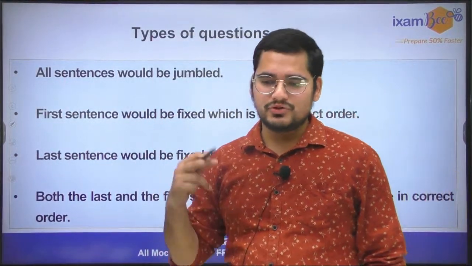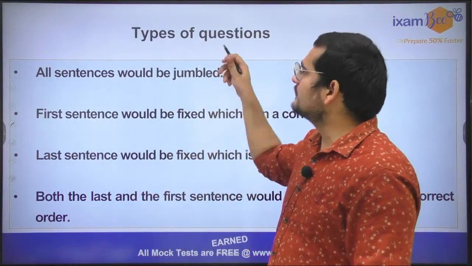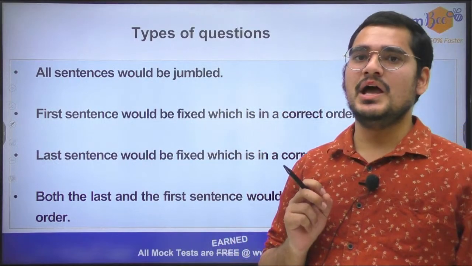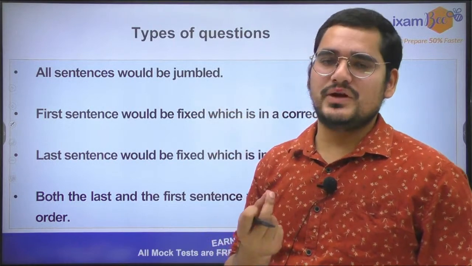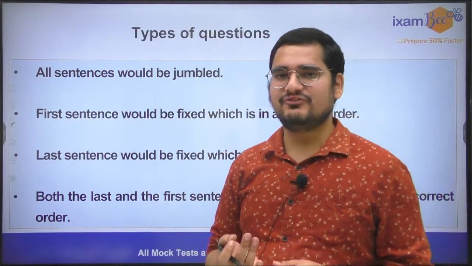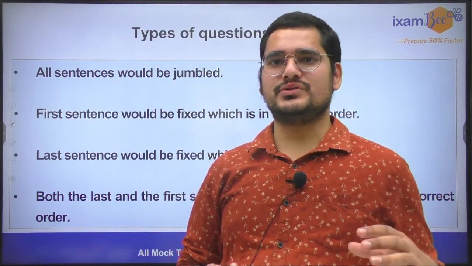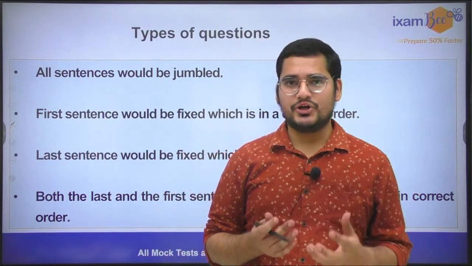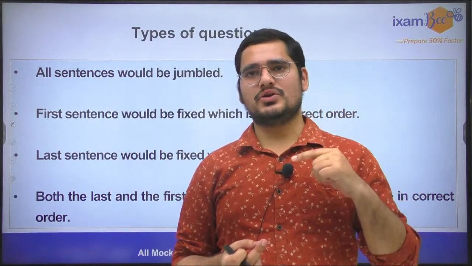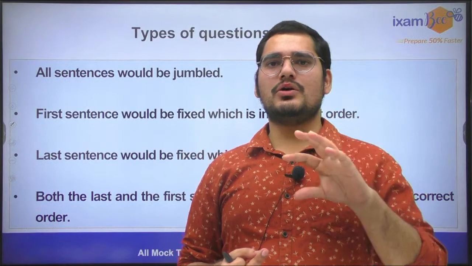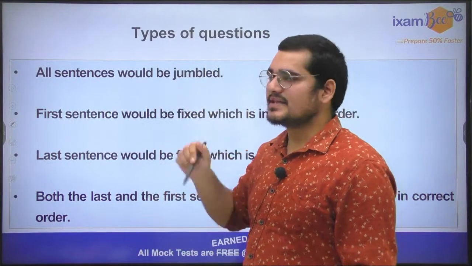Okay, so before jumping into the questions and other things, I would like to tell you the types of questions that can come in the sentence arrangement part. Okay, so the first type is where all sentences would be jumbled. You may get questions where you might get 5 or 6 sentences, and all the sentences are jumbled, right? So what you need to do is make a correct sequence of those sentences, right? So you need to work on all those sentences, right? You won't be getting any help, right? Because all the sentences are jumbled, right?